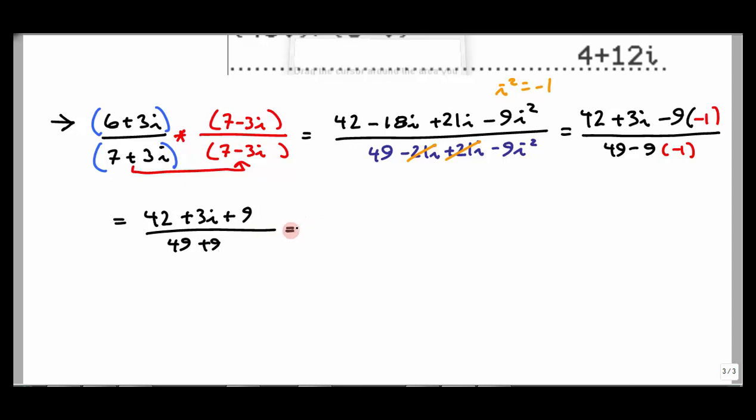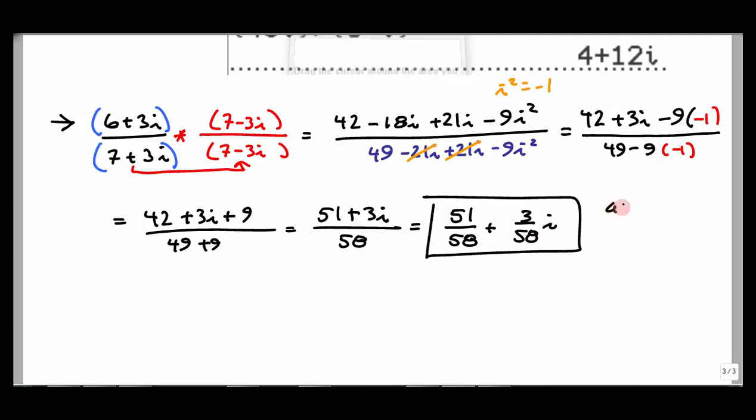So let's go ahead and see what we have here. 42 plus 9 would be 51 plus 3i, all over 49 plus 9 is 58. Now this is not my answer. I need to put this in a plus bi form. So it needs to be 51 over 58 plus 3 over 58i. So this is the correct a plus bi form. And your answers have to be in the a plus bi form.